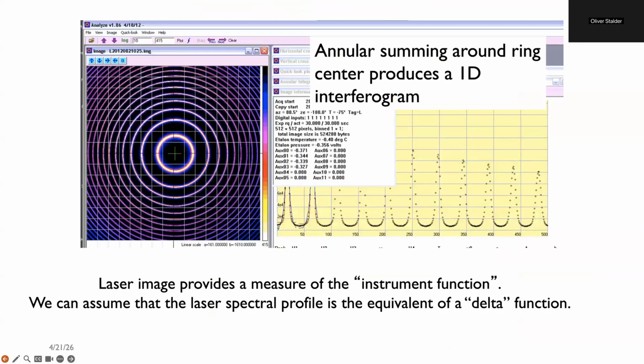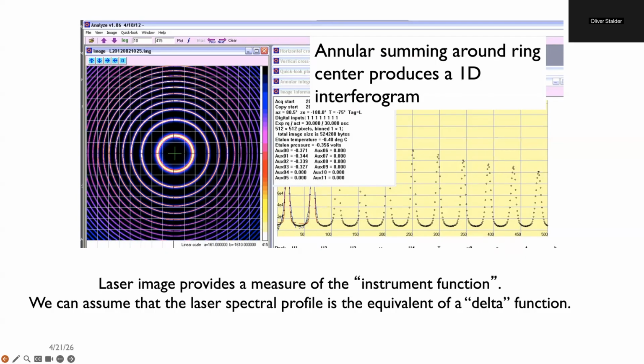So here's an example of a calibration with the laser, and you see the various rings there. This is a function of the distance from the center of the ring pattern. In angular space, it would be theta squared, but in the detector space, it would be simply the distance here.